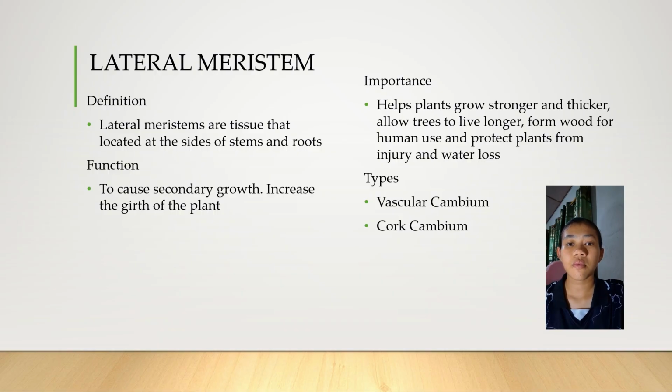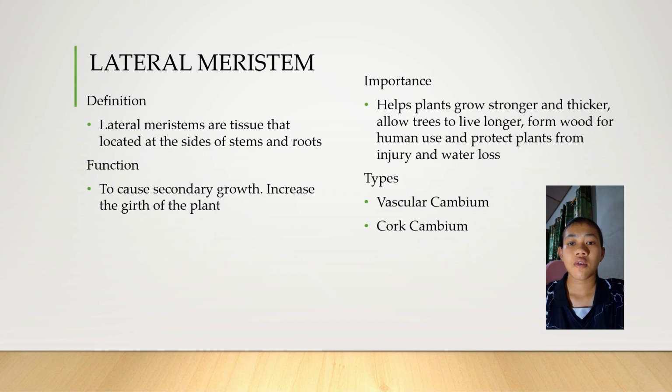The importance of lateral meristem is that they help plants grow stronger and thicker. It also allows trees to live longer, form wood for human use, and protect plants from injury and water loss. There are two types of lateral meristem.